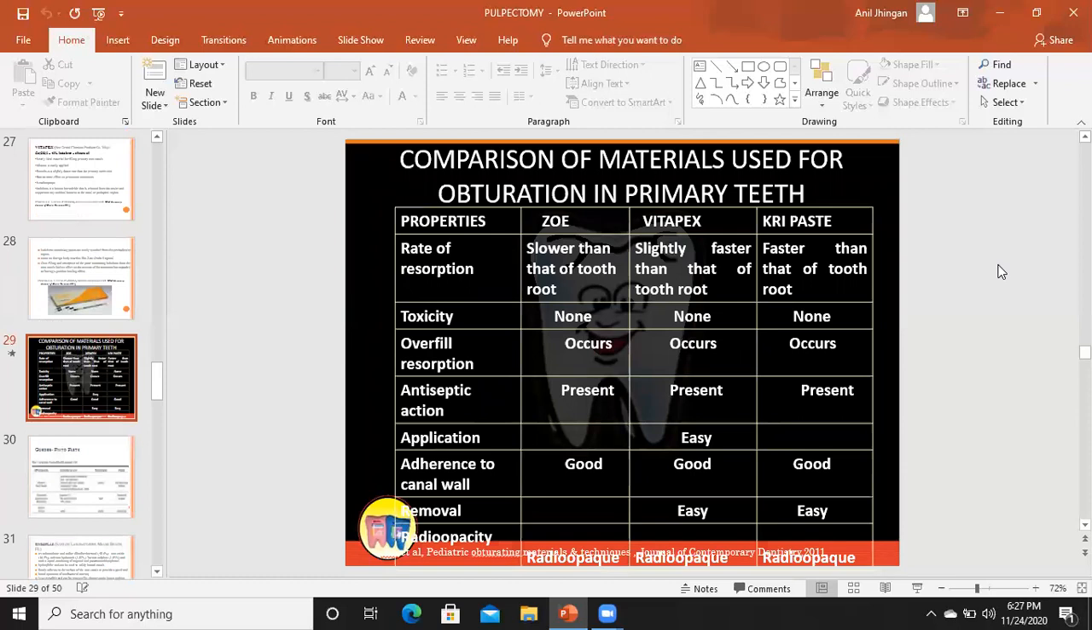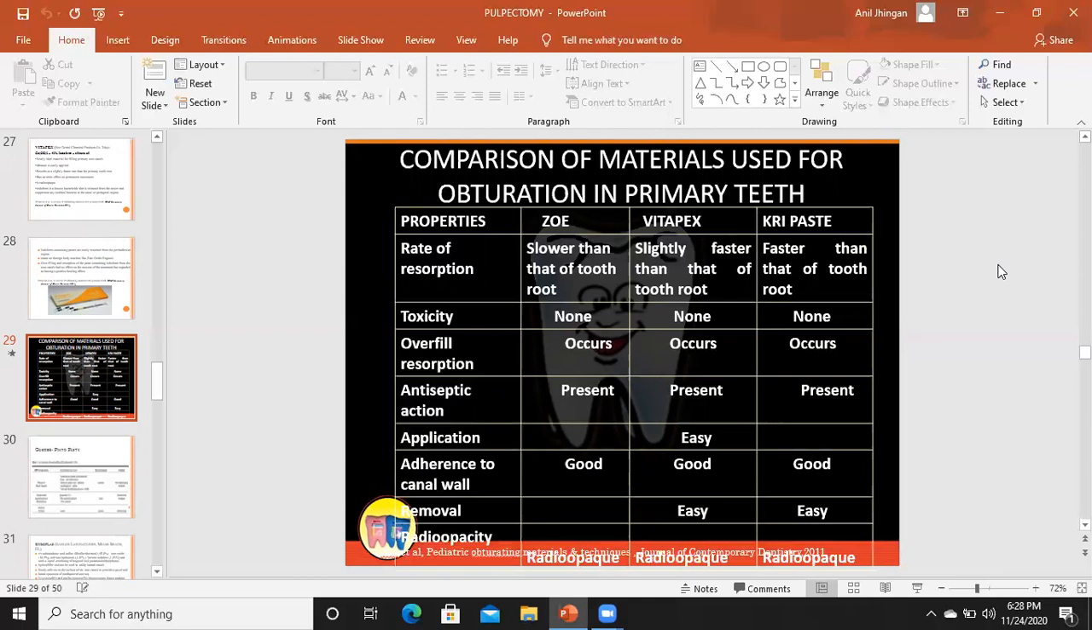This is a comparison between different commonly used obturating materials in primary teeth. Now, between zinc oxide eugenol, Vitapex, and Dry-paste. If we come on to the rate of resorption, zinc oxide eugenol resorbs slower, and Vitapex has a slightly faster resorption rate. Dry-paste also has a faster resorption rate than the paste. None of them causes toxicity, and resorption occurs in all, but the rate depends on the different types of contents that are present in these materials.